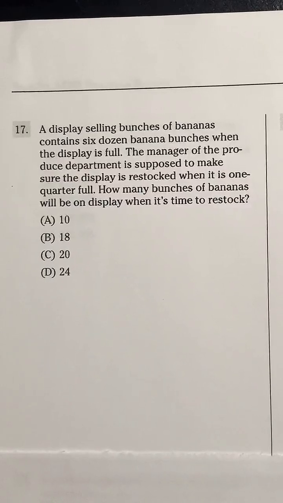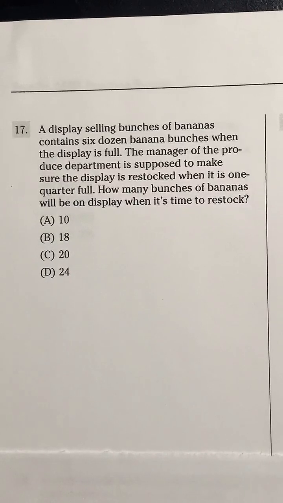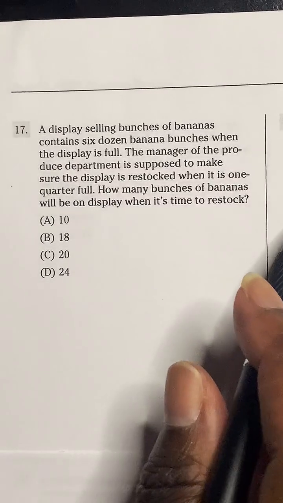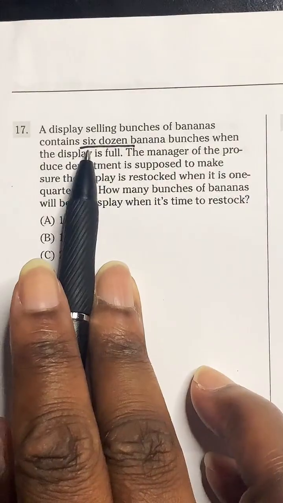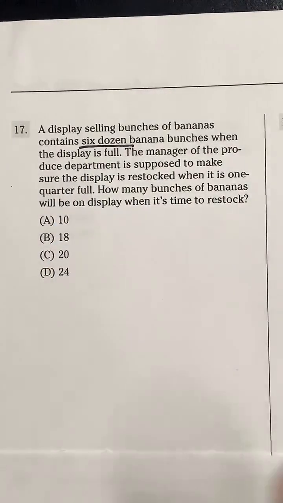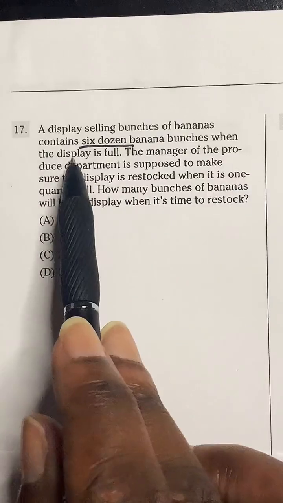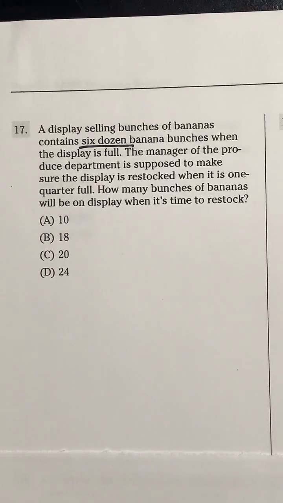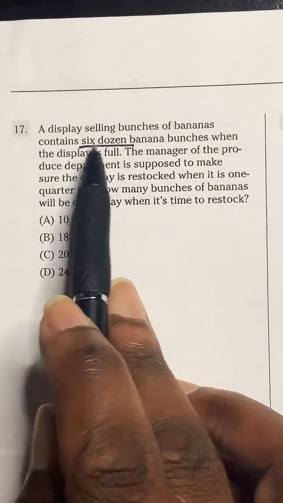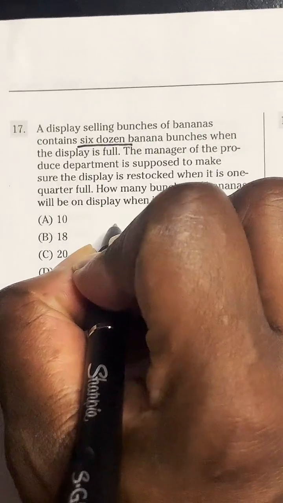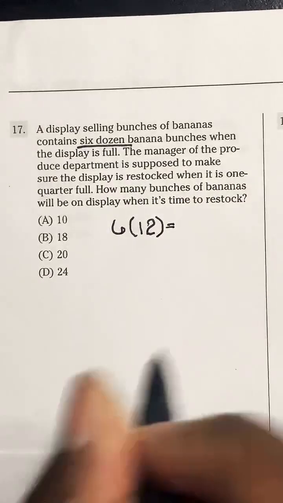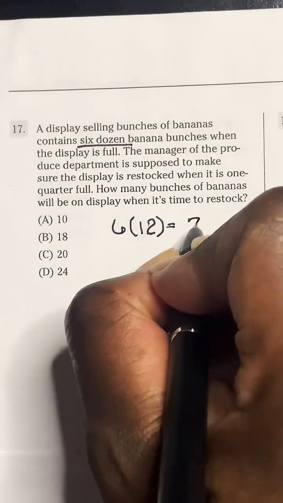So let's take a look. Toria is saying D. So let's take a look. Notice they didn't use the number 6, they used the word. While you're reading it, sometimes we have a tendency to skim over things. But since we have 6 dozen bananas, that's 6 times 12. And 6 times 12, last time I checked, is 72.